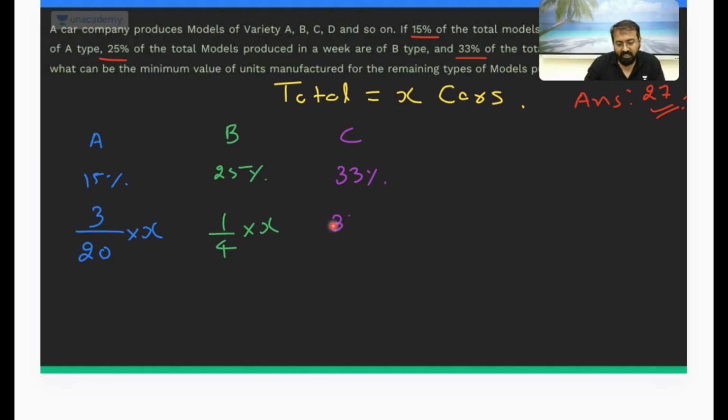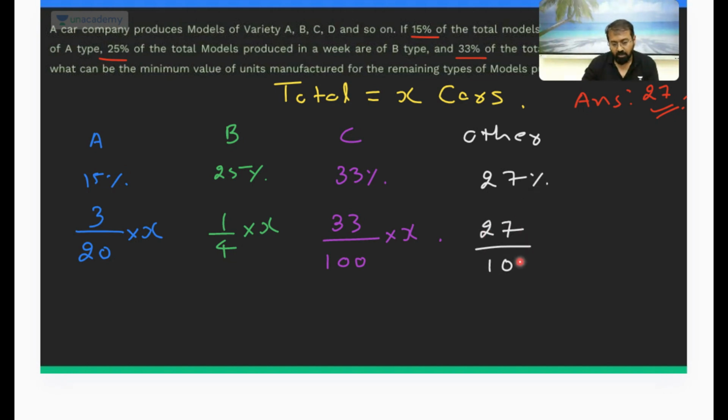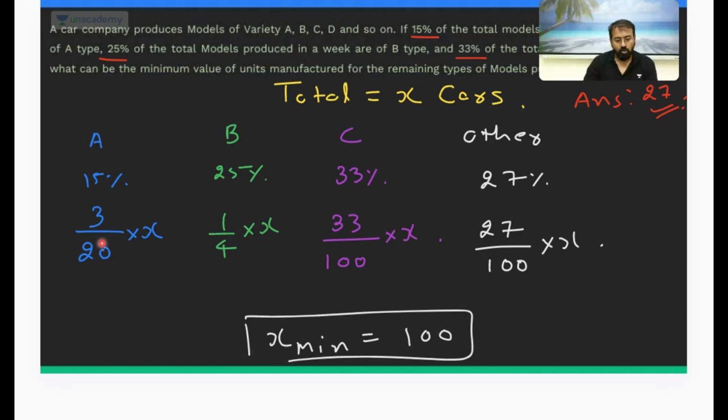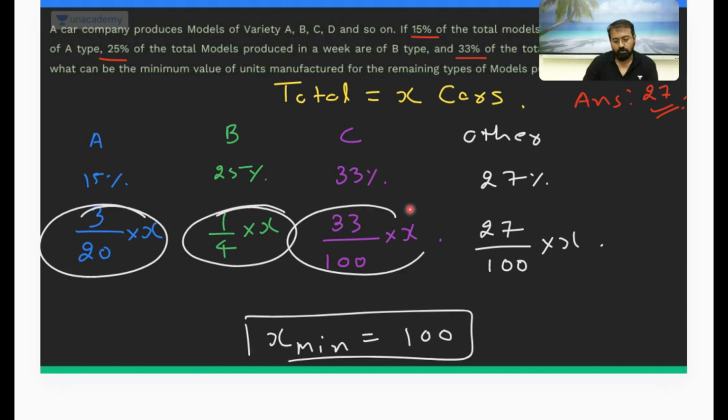For C, it is 33%. Now 33% has to be written as 33 upon 100 into X. Yeah. And for other cars, so what will be the other cars? So can I say it will be 27%? That is 27 upon 100. Do you all agree, everyone? Yep. So 27 upon 100. So guys, what is the minimum value of X that you need to take? So X minimum has to be 100. Only then these all will be integer values.